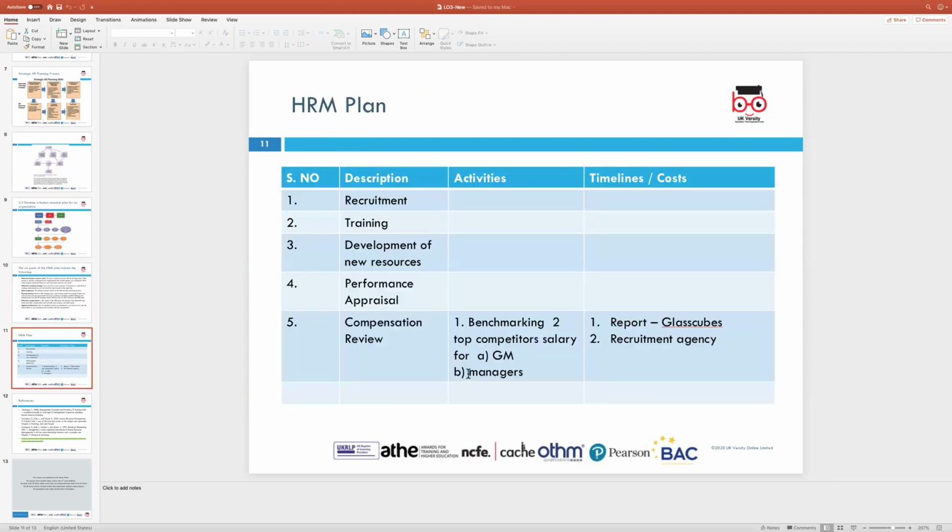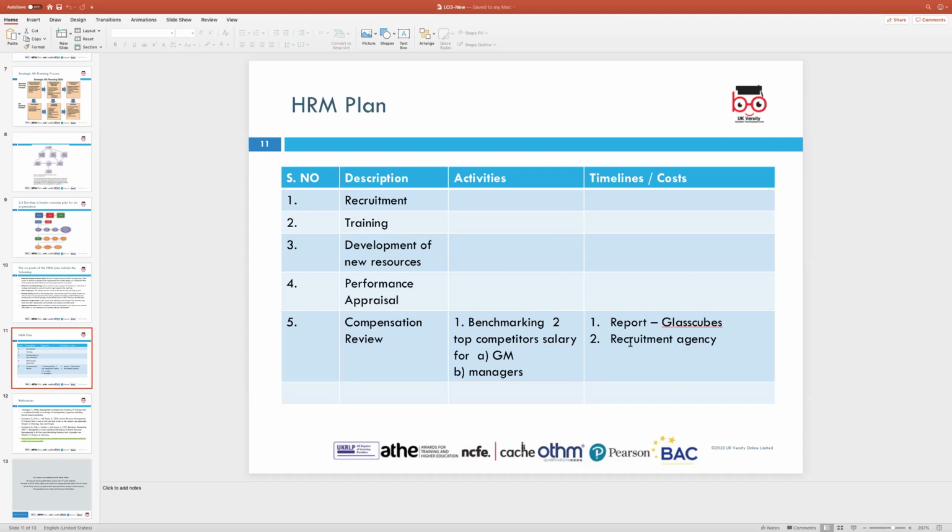Now, this again is very similar to the table that I showed to you. It talks about, again, the same things: recruiting, training them, how they develop new resources, performance appraisal, and compensation review. And again, I think I mentioned these bits to you in terms of compensation review, what they do is they have benchmarking that they do. That I told you, they use a software. They see if your salary is in alignment with your competitor's salary. And then they look at the salaries for everyone, for managers, general managers, all of them.